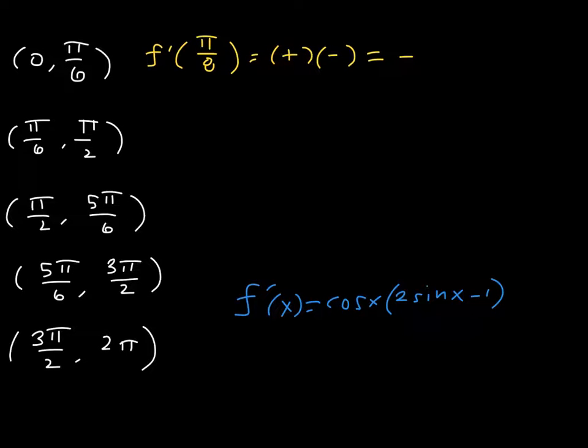All right, cool. Let's keep going. For f prime, we need something between pi over 6 and pi over 2. How about pi over 3?